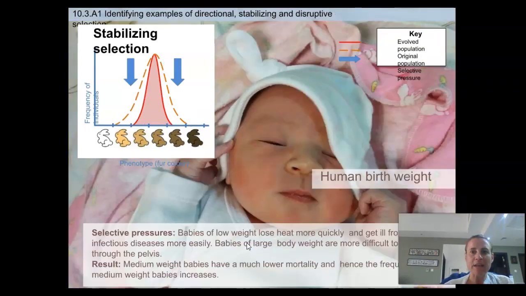Okay. Stabilizing selection. In this situation, it's better to have the medium, the middle characteristic. Human birth weight is a good example of this one. So the selective pressure would be babies that have low birth weight over on this side. They lose heat more quickly and they get ill from infectious diseases more quickly. So it's not good for babies to be too small. So that's why it's dangerous for babies to be premature. Babies of large body weight are more difficult to deliver through the pelvis, which causes problems for the babies and therefore problems for the mother as well. The result is that medium weight babies have a much lower mortality, and hence the frequency of medium weight babies is going to increase.